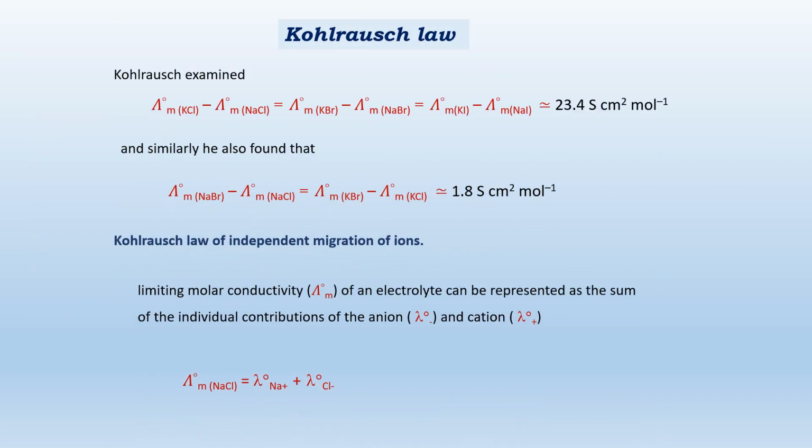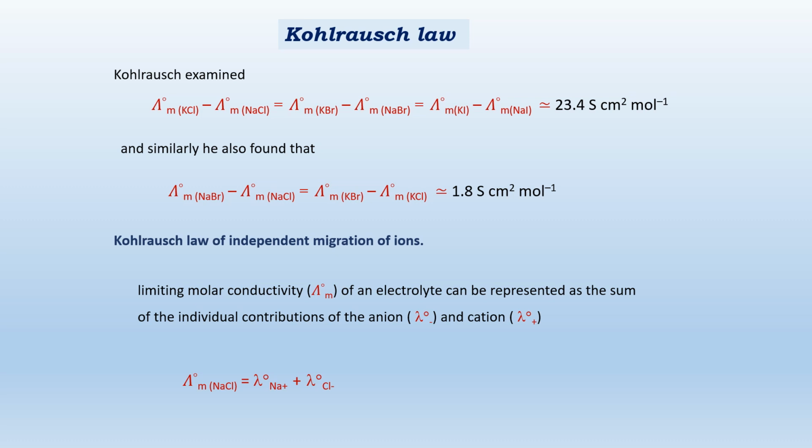Kohlrausch law. Kohlrausch performed some experiments for the limiting molar conductivity of various electrolytic solutions by maintaining the same anion and same cation for different sets of experiments. In the first set, he maintained the same anion. See, the lambda naught m of KCl minus lambda naught m of NaCl in the first set. The resultant shows the Cl ion is the same. If you subtract it, the Cl will cancel, and the resultant shows K minus Na, that is potassium minus sodium.